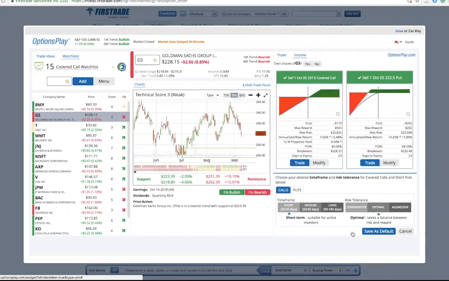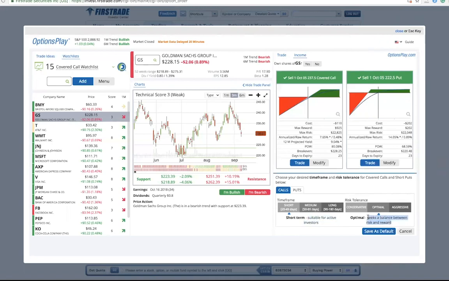We go over this in detail in our covered call webinar. It allows you to put in your desired time frame, meaning do you want to sell short-dated calls, medium-dated calls, or long-dated calls, and what's your risk tolerance? Are you conservative, optimal, or aggressive? I'm not going to get into the details of each one, but when you click on one, it'll actually tell you what it's suitable for.